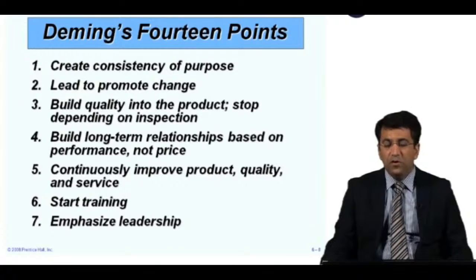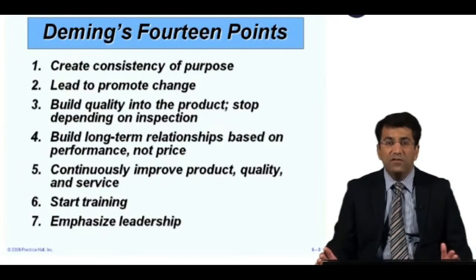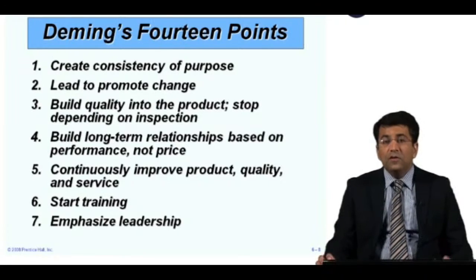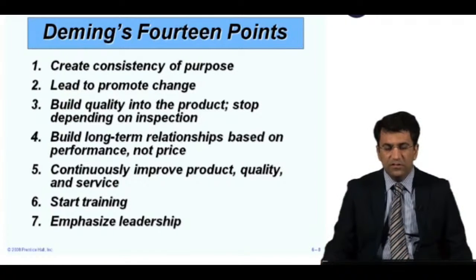Fourth point: build long-term relationships based on performance, not price. What is meant by that? Say you take some raw material from your suppliers, and in most organizations there is a general tradition that you would select your supplier on the basis of the lowest bid, and sometimes you don't care about the quality. If you are doing that, you are not fulfilling the concept of TQM. We should always consider quality with respect to price. No doubt price is important, but we should have a trade-off between price and quality. So in order to build a good relationship with our customers, and most importantly with our stakeholders, we should base this relationship on performance, not only on price. That is the concept given by Deming here.